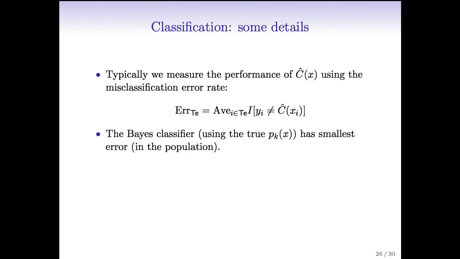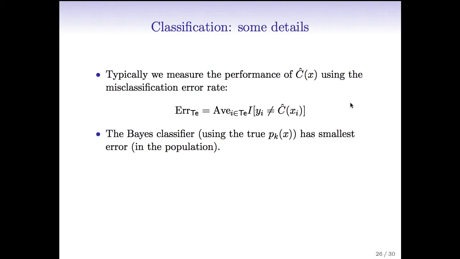So some details. Typically, we'll measure the performance of the classifier using what we call the misclassification error rate. And here it's written on the test data set, the error is just the average number of mistakes we make. Okay? So it's the average number of times that the classification, C hat at a point xi, is not equal to the class label, yi, averaged over a test set. It's just the number of mistakes.